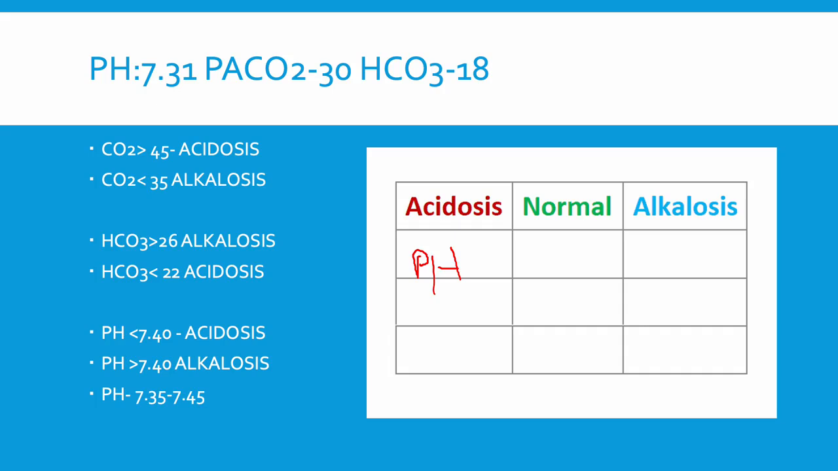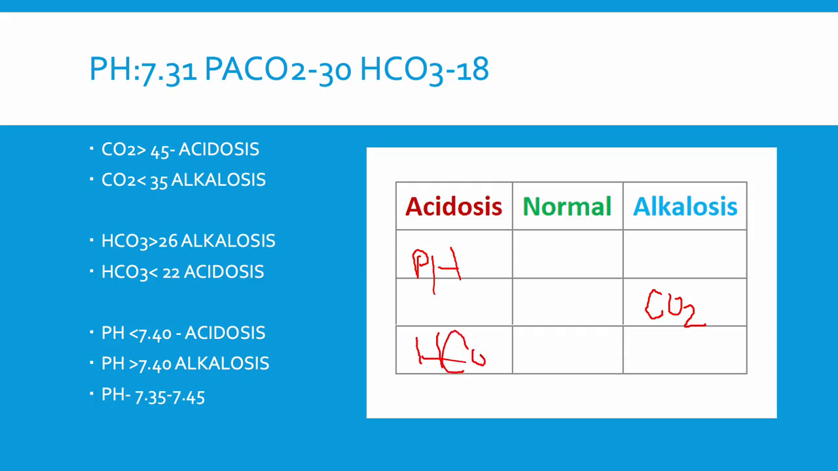All right, so then our PCO2 is 30. So normal PCO2 is 35 to 45. So the PCO2 is low. So that's going to be considered alkalosis. So we're going to come over here and write CO2. All right, so the bicarb is 18. Normal bicarb is 22 to 26. So that bicarb is low. So that's going to go under acidosis. So we're going to write bicarb on here.